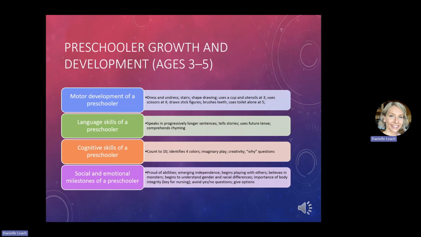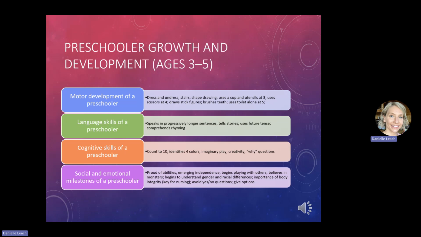Cognitive skills, they can count to 10, but they may not have any concept of numbers. So while they may be able to go 1, 2, 3, 4, 5, etc., if you ask them how many pennies do you have in front of you, they wouldn't necessarily be able to count them. They can identify at least 4 colors, and they begin to understand some concept of time. They start to use a lot of imaginary play, be very creative, and they ask a lot of why questions.